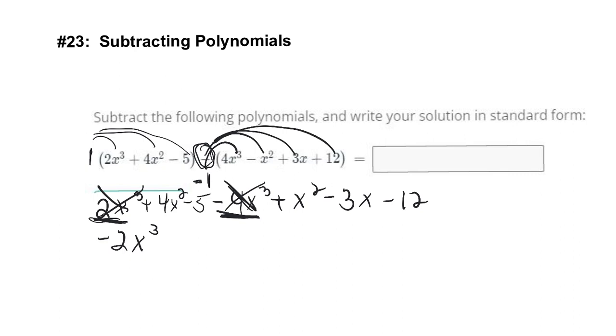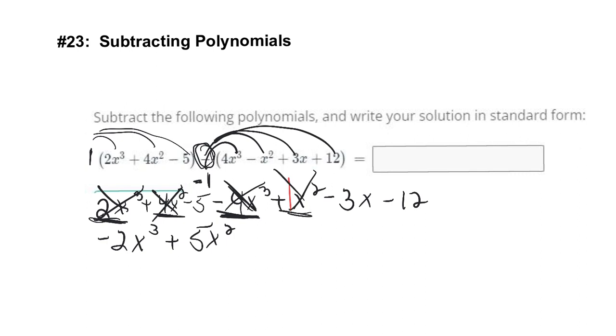So the next highest would be our 4x squared. I can see that that is like with x squared. So I have a 4 and I have a 1 because that is an understood 1 in front of my x squared. 4 plus 1 is 5. So I have a positive 5x squared. Mark those out.